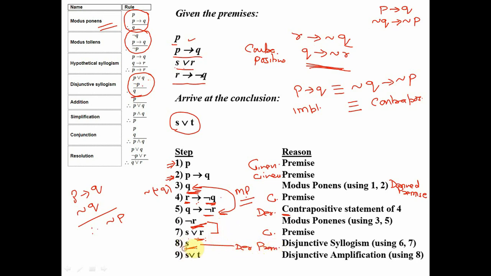Now I have obtained S. Now see over here the addition rule, which says if P is true, then P ORed with anything is true. So I apply it over here. If S is true, S ORed with anything is true. Disjunctive amplification, or I can call it the addition rule. Right, so I have arrived at the required conclusion.